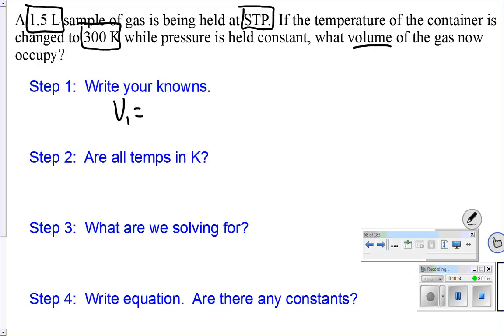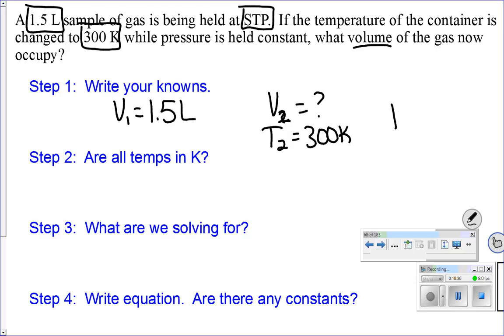So my initial volume is 1.5 liters. My second condition that they have given me: they're telling me I don't know my second volume, and that I have a second temperature of 300 K. They're also telling me P1 equals P2, so my pressure is constant. So you might say to yourself, I'm missing a piece of information here. What the heck is my T1? That's where the STP comes into play. STP means go to table A. There is a temperature on there for you, and that standard temperature is 273 Kelvin.